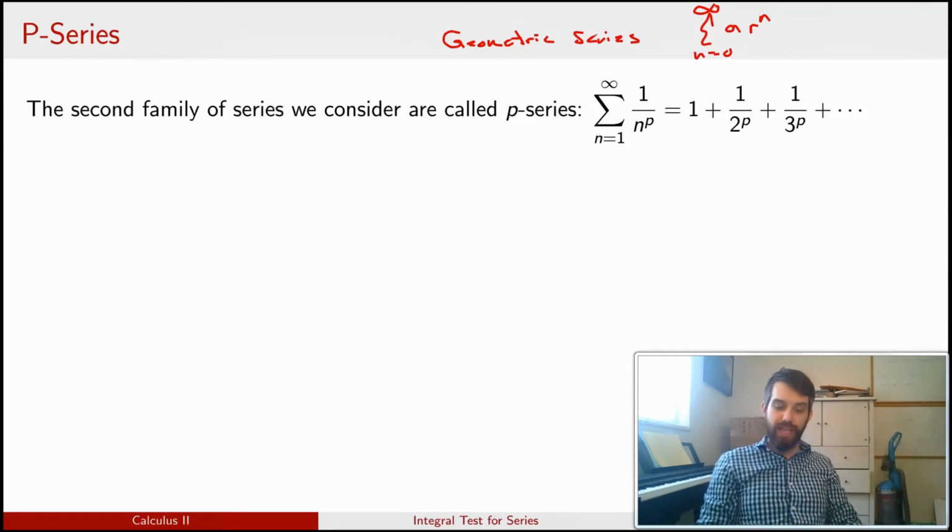A p-series is exactly the opposite. The exponent is fixed, and it's the ratio which is now changing. So geometric series and p-series are in some sense opposite. They're both a ratio to some power, but whether it's the ratio or whether it's the power that changes is different between these two different examples.